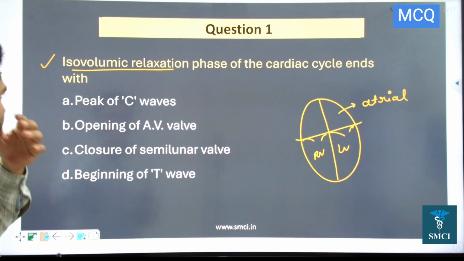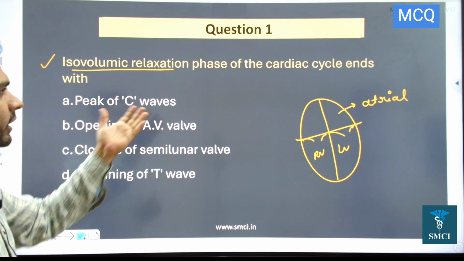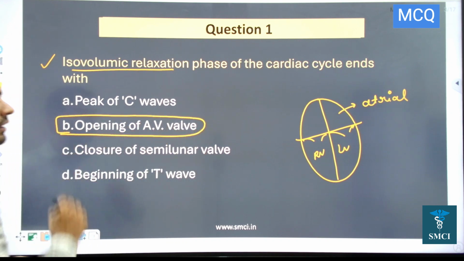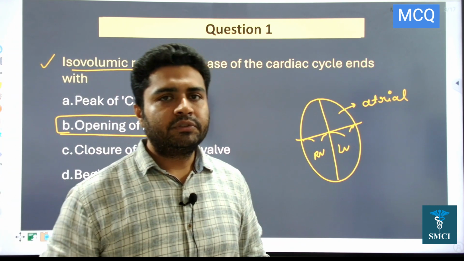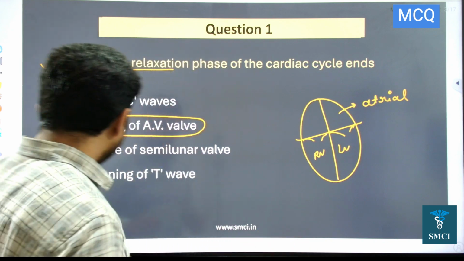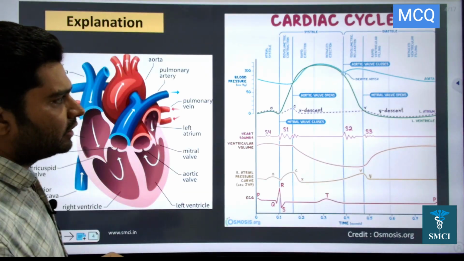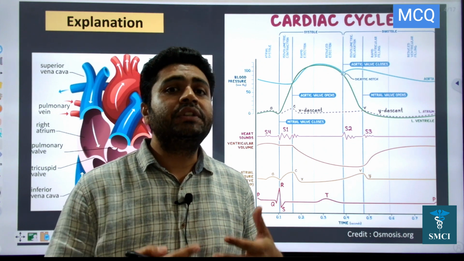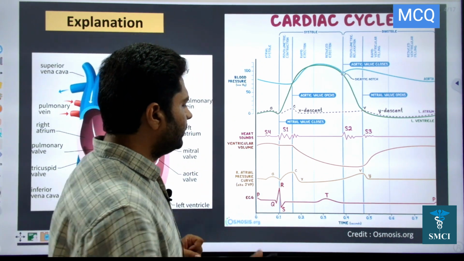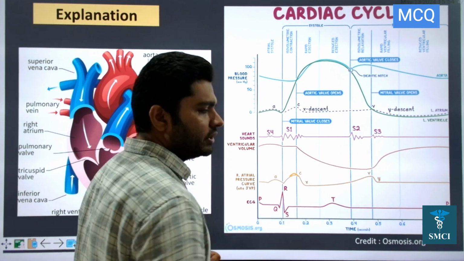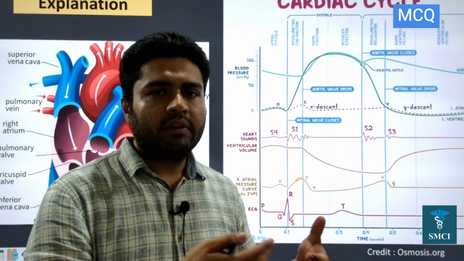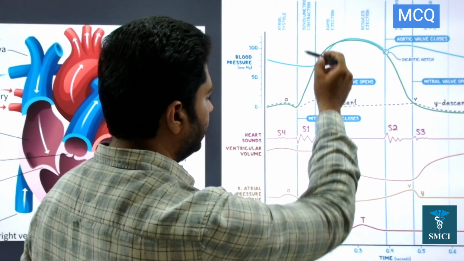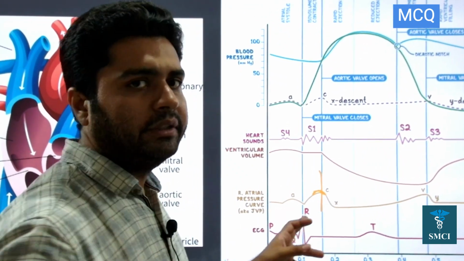So we easily get the answer: as soon as the AV valve opens, this phase ends. We can also see why the other options are not correct. When will the C wave appear? The C wave appears when there is a cusp bulging. Which cusps bulge? The mitral valve and the tricuspid valve. It appears when the isovolumetric contraction ends.